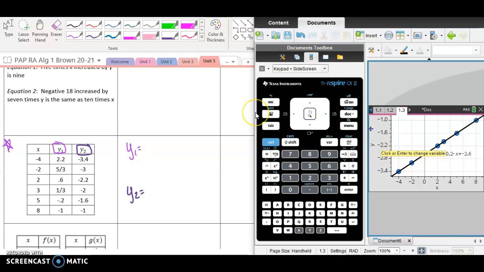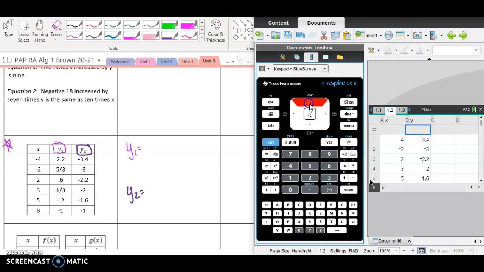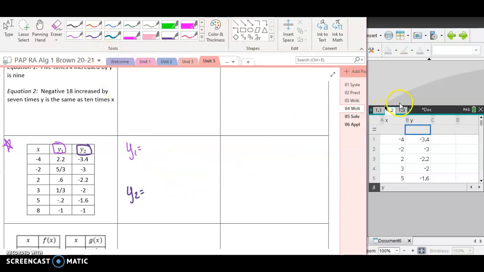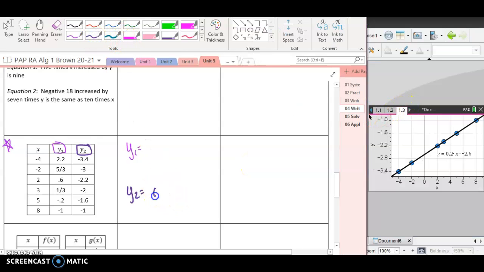So the Y1, the one that we just put in, which one did I put in? Oh, let's look and see which one I put in. I put in the Y2, didn't I? Yes, I did. Golly, let's make sure that's the one I put in. I did put in the Y2. Ooh, you gotta pay attention, don't we? All right, so the y2 is 0.2x plus a -2.6. Okay, we're just gonna write it like that.